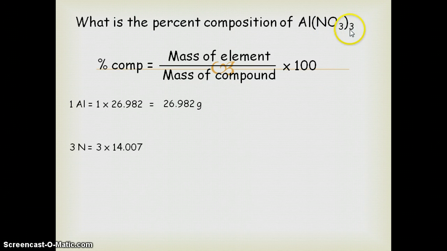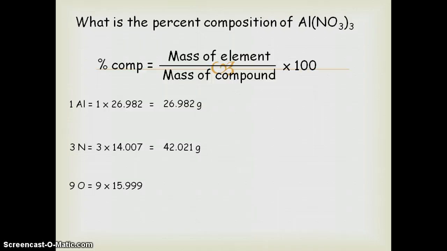Remember, this 3 on the outside of the parentheses will apply to everything within the parentheses. So this 3 applies to the nitrogen, giving us 3 nitrogens. We look up the atomic mass of nitrogen on the periodic table and find that it's 14.007. So we can multiply those out and we get 42.021 grams. And we have 9 oxygens.